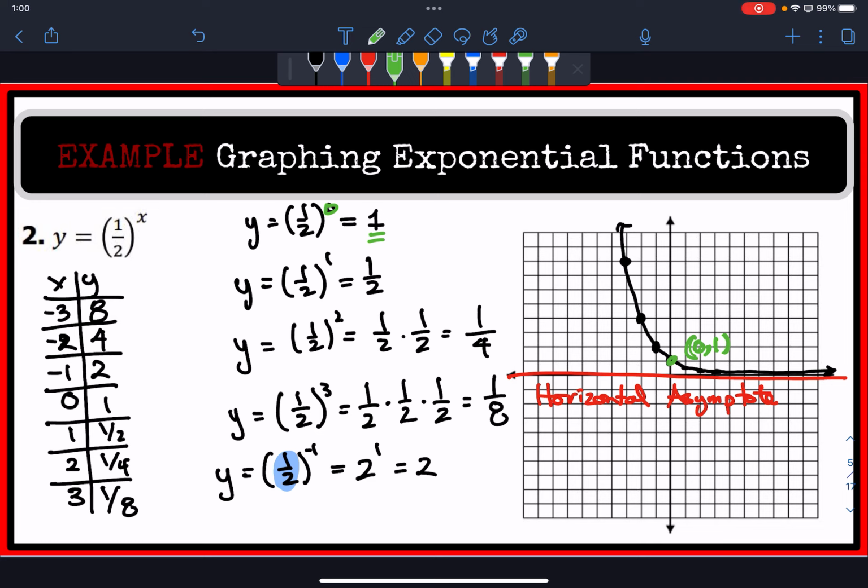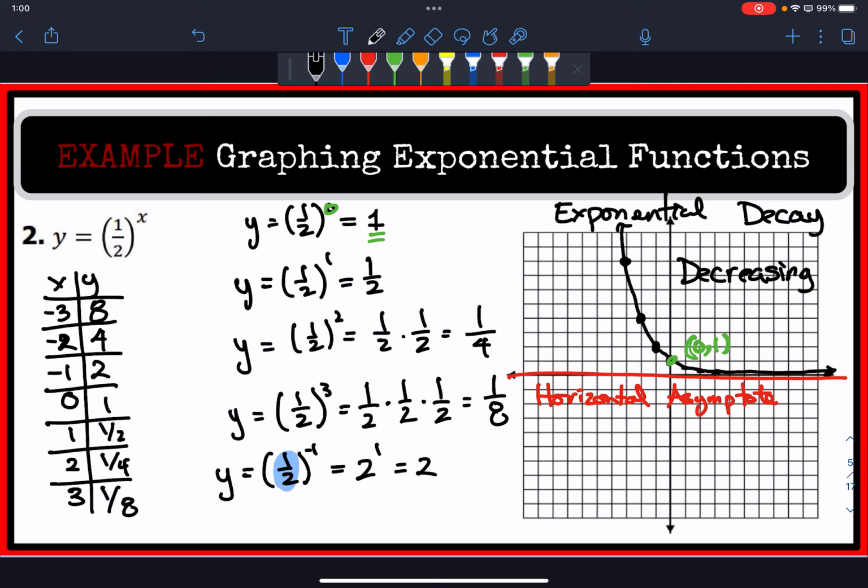Now, having gotten the reciprocal, and having this number be a value less than 1, we see that the graph again is decreasing in these situations. So this is an example of an exponential decay, which simply means that our function is decreasing from left to right.